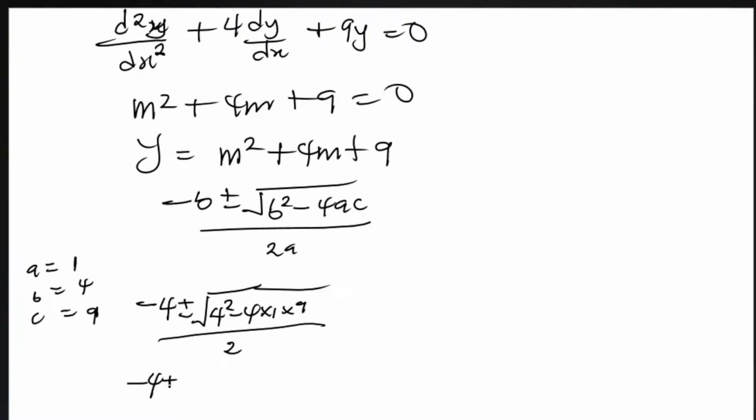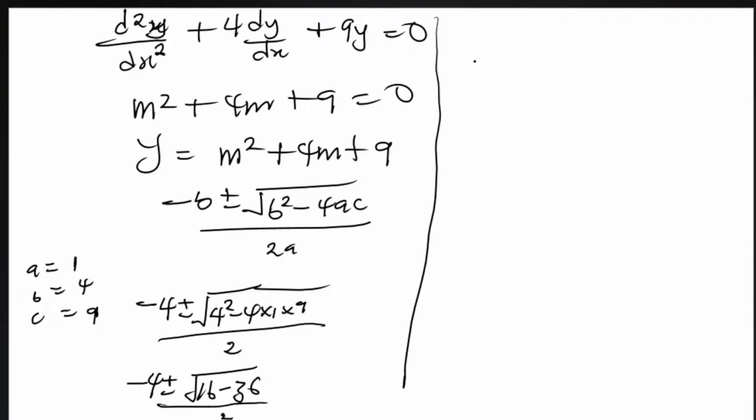Minus 4 plus minus square root. Remember, 4 square is 16, right? So this is 16. Now you have minus here, which is what we have here. You have 4 times 1 is 4 multiplied by 9, and that is 36. So you have 36 here divided by 2. Are we together? Now if you punch your calculator, 16 minus 36, that will give you what? Minus 20.